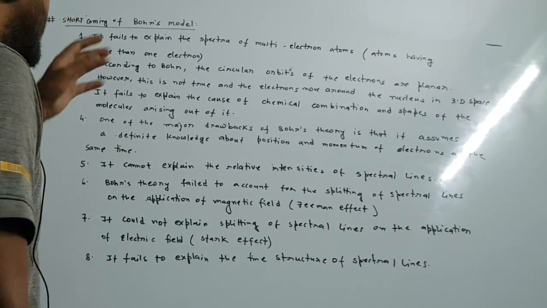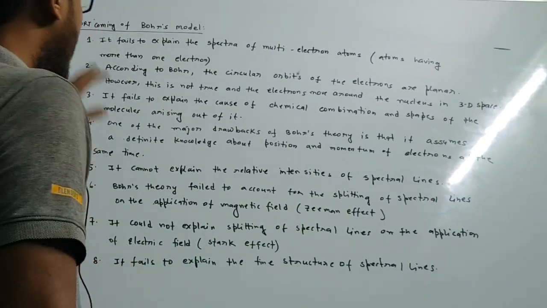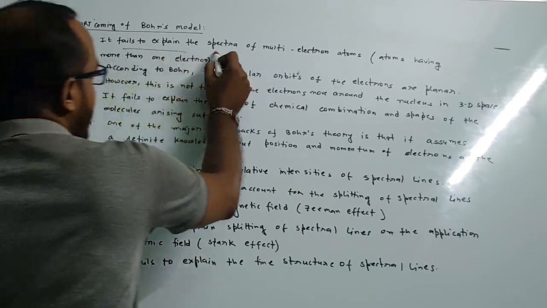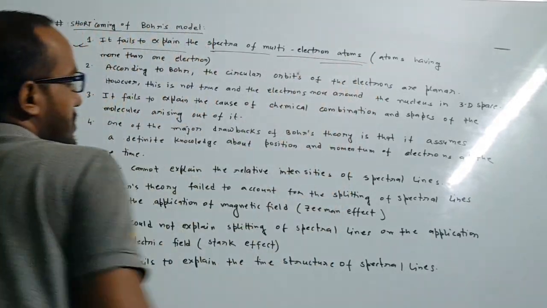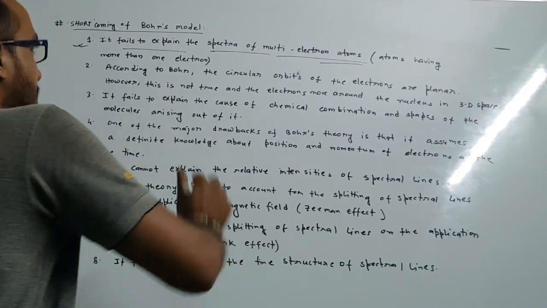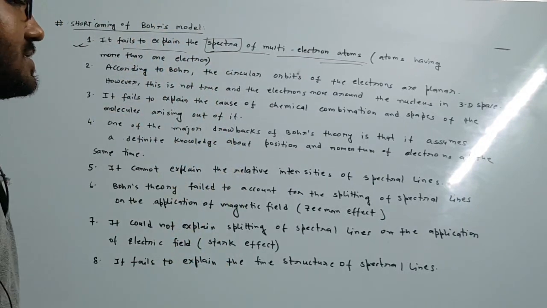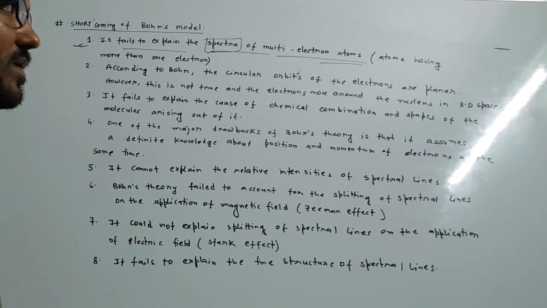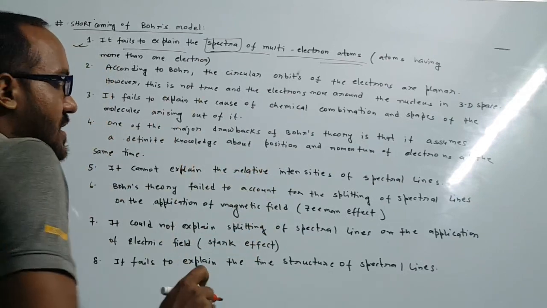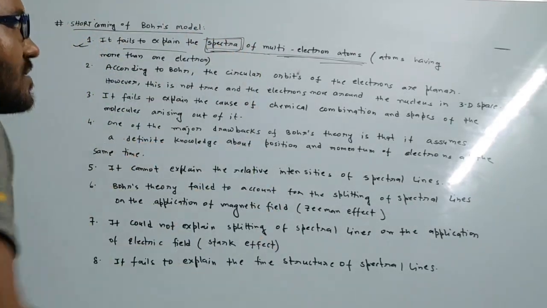So see, we have seen that Bohr has had many successes in his model, but it also has some drawbacks. The first drawback is that it fails to explain the spectrum of multi-electron atoms. The Bohr atomic model can explain the spectrum of hydrogen and hydrogen-like structures, that is hydrogen, helium plus, lithium 2 plus. But for multi-electron atoms, the spectrum cannot be explained with the Bohr atomic model.